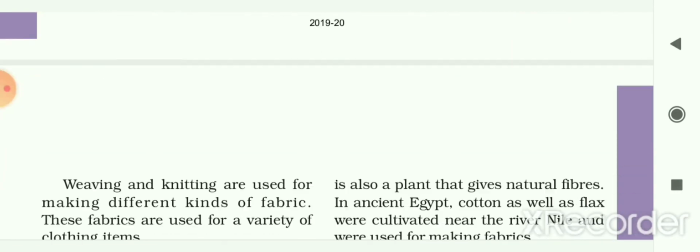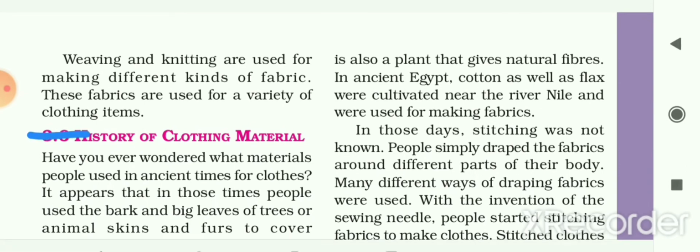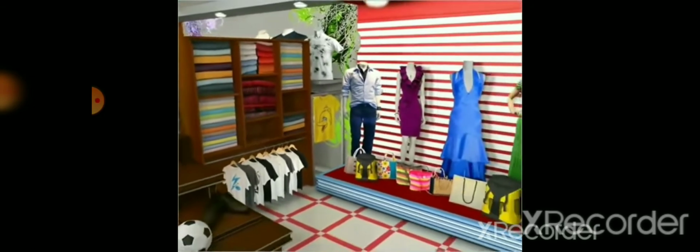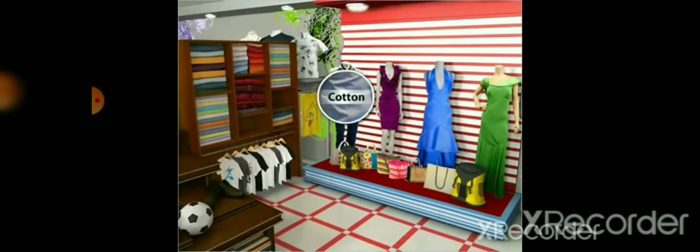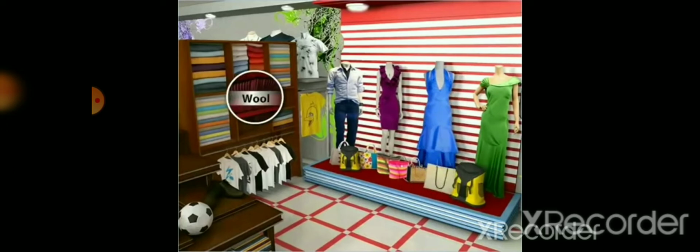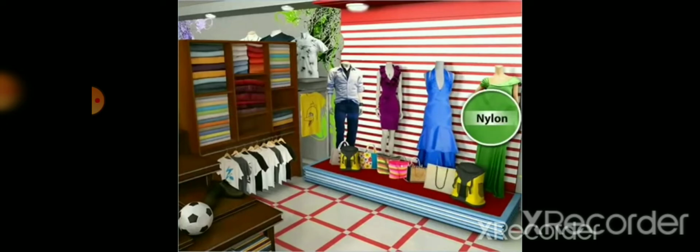Now weaving and knitting are used for making different kinds of fabric, and these fabrics are used for a variety of clothing items. So now let me see this whole process in short. We wear different types of dress. Each of our dress is made of some fabrics, that is cotton, silk, jute, wool, nylon, polyesters are some common fabrics.